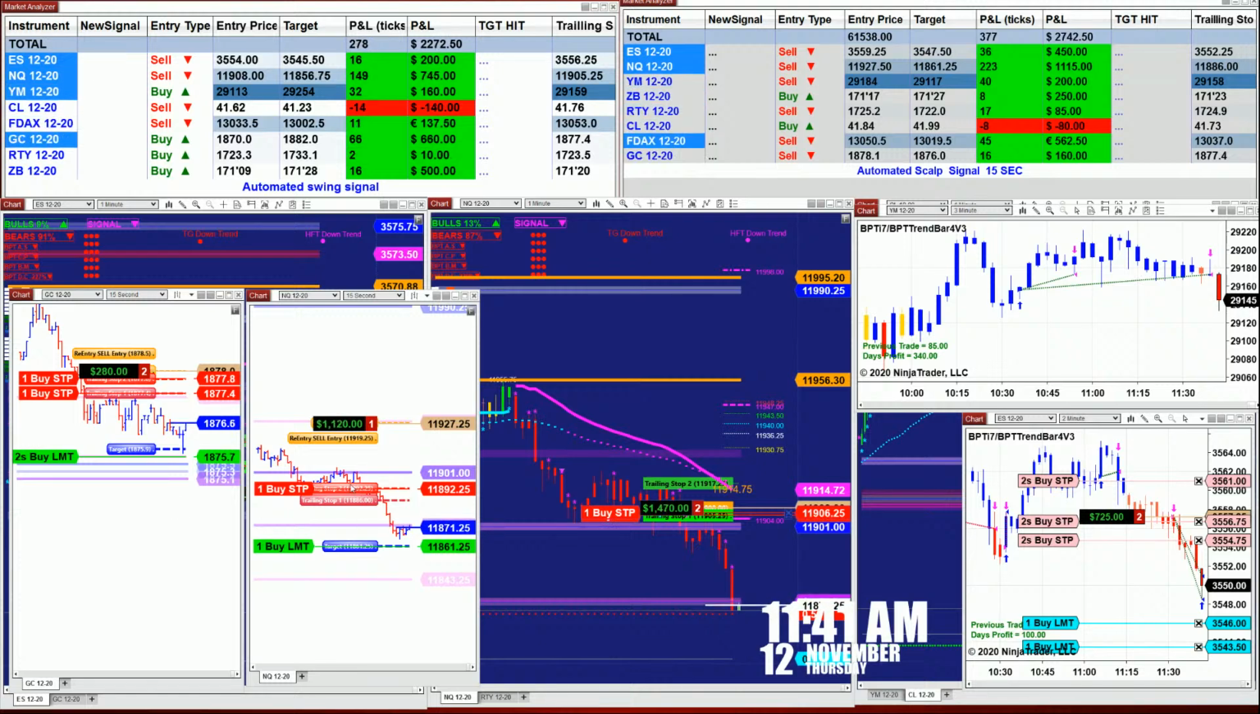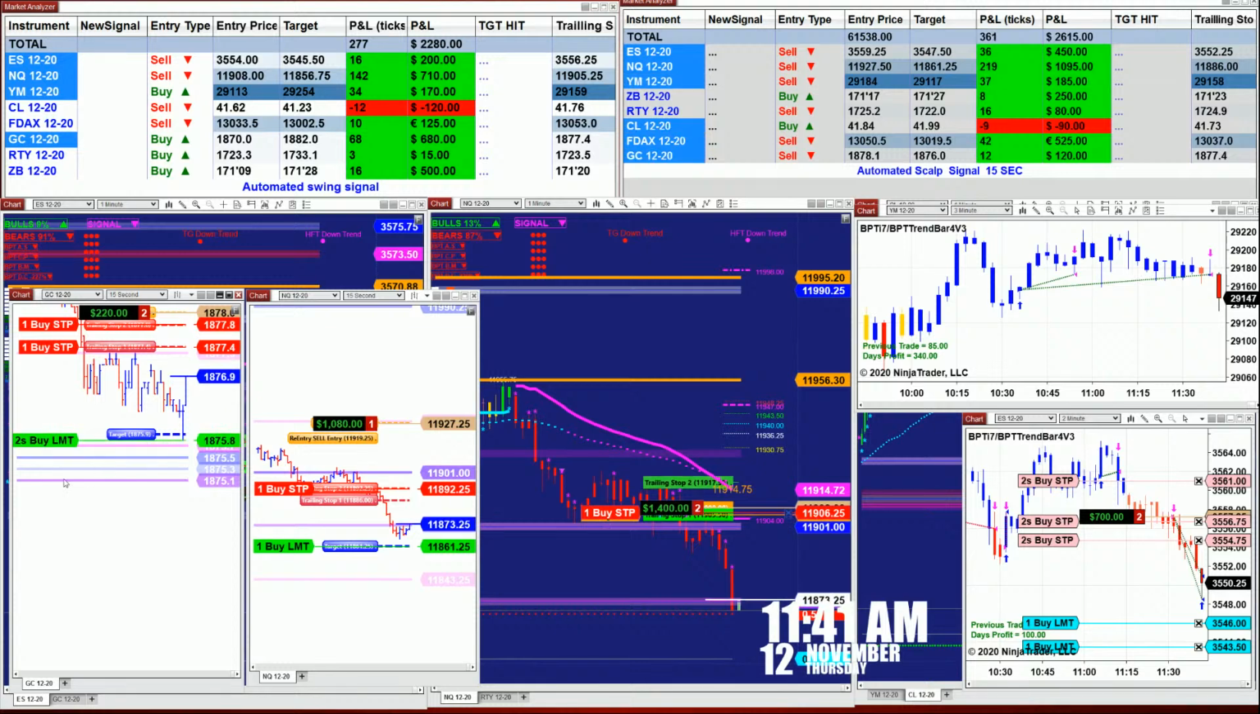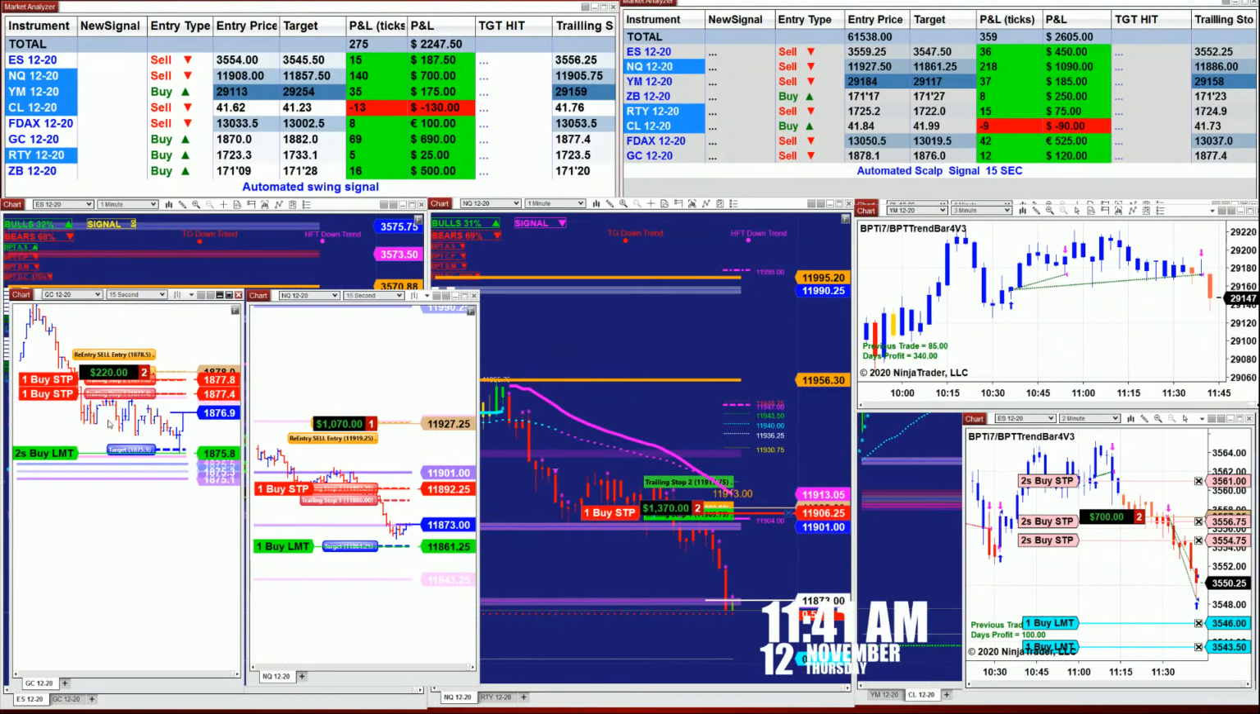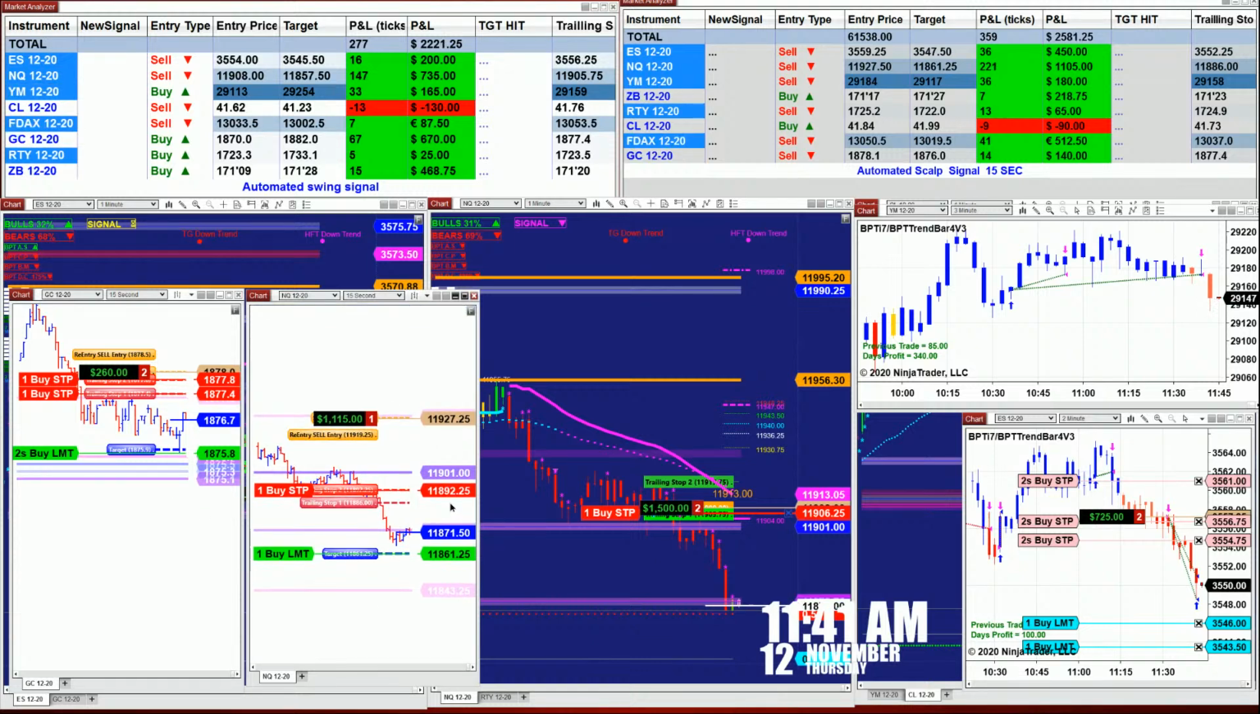On the gold, I missed one tick because what I did, I put it right at the support. I should have put it right there. And I missed by one tick on the gold. The Nasdaq, I'm going to leave it to the automated system estimation.